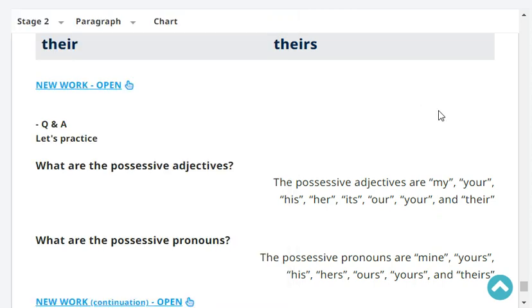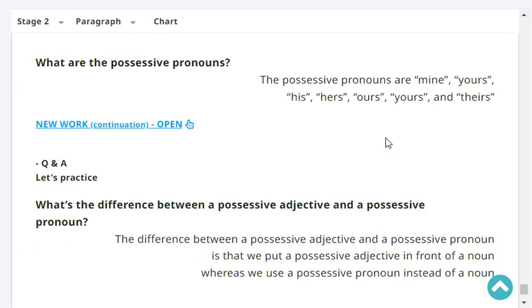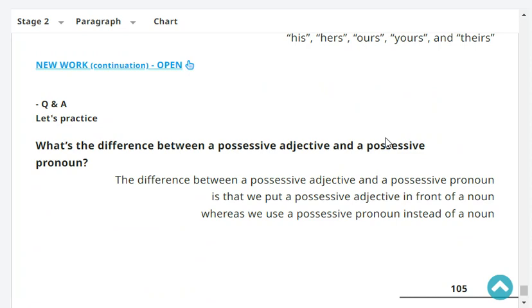What are the possessive pronouns? The possessive pronouns are mine, yours, his, hers, ours, yours, and theirs.